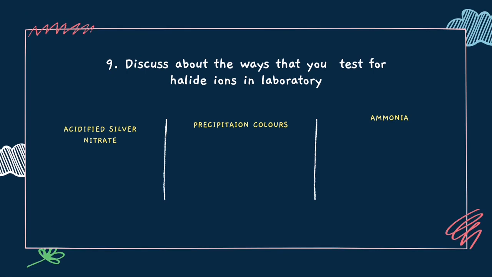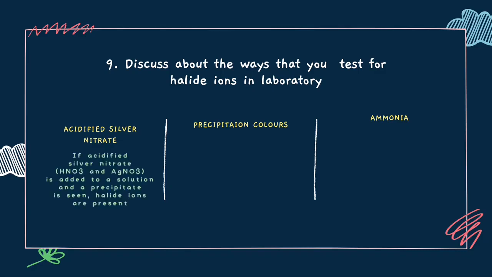So what are the ways you could test for halide ions in a laboratory? First, you could add acidified silver nitrate, which is combining silver nitrate and nitric acid into a solution. If a precipitate is seen, it means halide ions are present. The halide ions will react with this acidified silver nitrate to form silver compounds, for example, silver chloride, silver bromide, or silver iodide. To see which silver compound is formed, we can look at the precipitate colors.